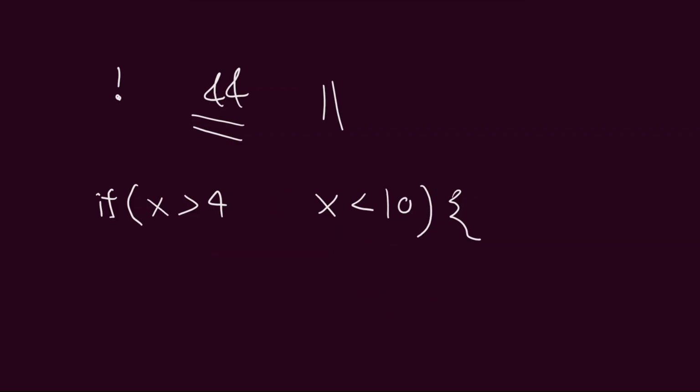Okay, and then the last one is an or. So pretty much if x is greater than 4 or if x is less than 10, then execute the following code. This means that only one of them has to be true. So if we have 20, this one would be true, but this one would be false. But since this one is true, we would execute either way. So that's how this all works.